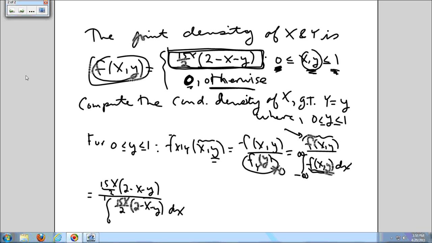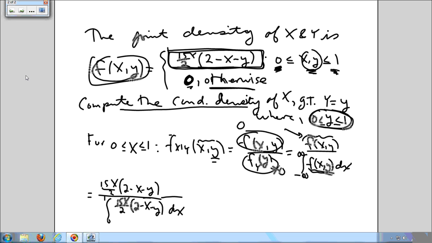I'm sure most people will readily agree that if neither x nor y is between 0 and 1, then we get 0. That is why to compute the conditional density of x, given y equals y, we really want to say y is between 0 and 1. Because if y is not between 0 and 1, then the answer is always 0, because this numerator will always be 0. Okay, I guess I have a silly typo here. I should be saying for x between 0 and 1. We already know that y is between 0 and 1.